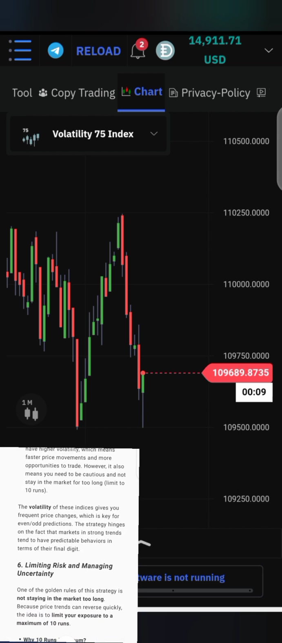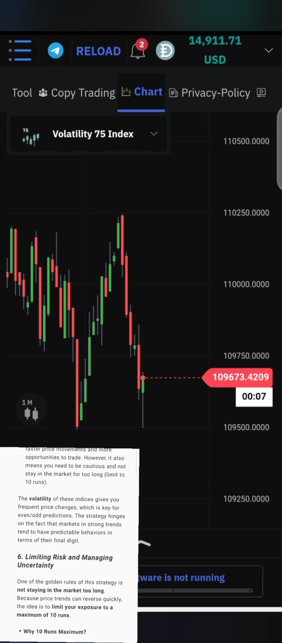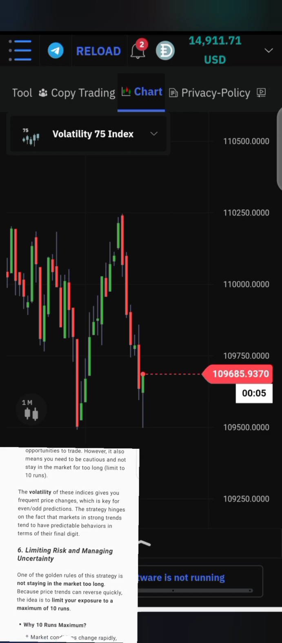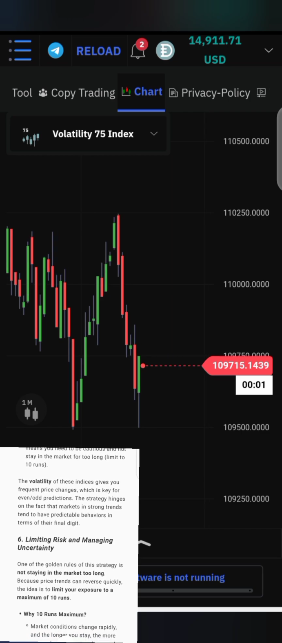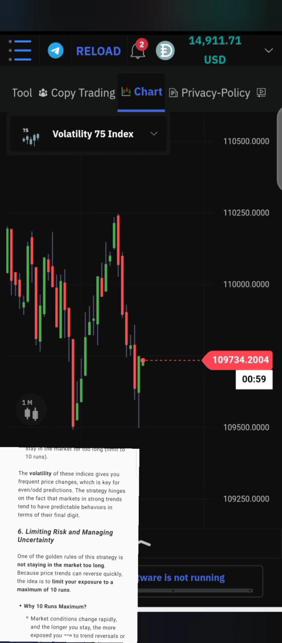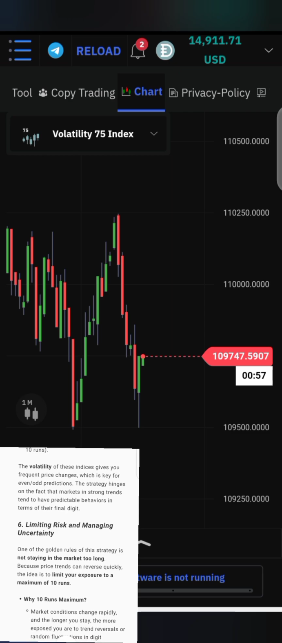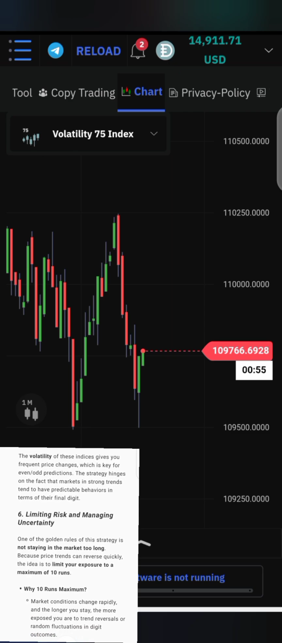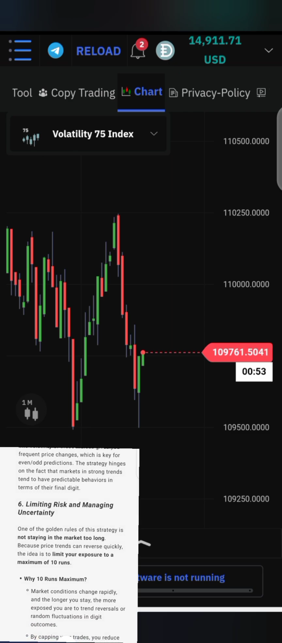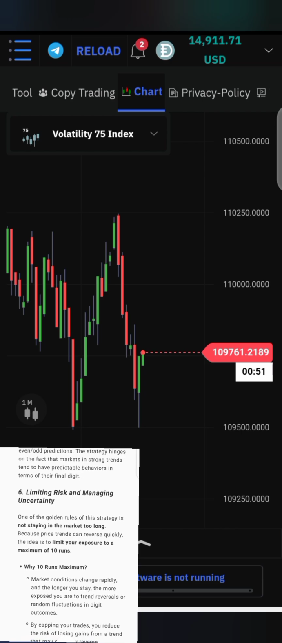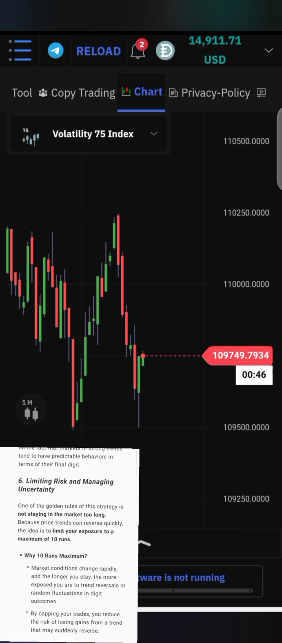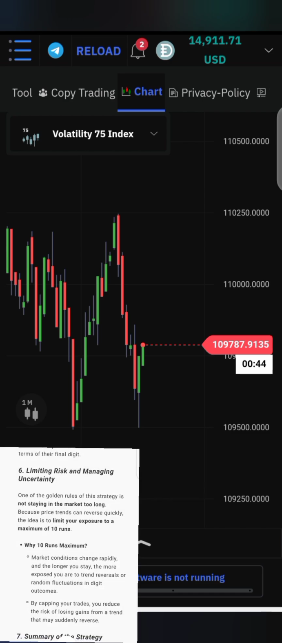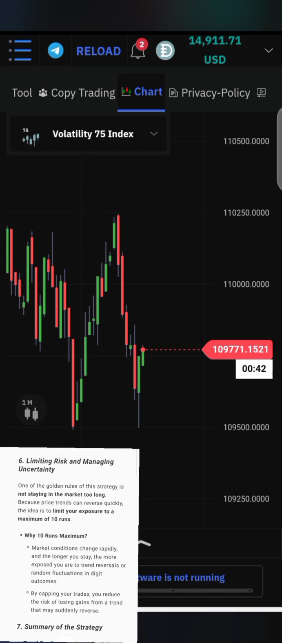Volatility 75 and 100: these indices have higher volatility, which means faster price movements and more opportunities to trade. However, it also means you need to be cautious and not stay in the market for too long, limit to 10 runs. The volatility of these indices gives you frequent price changes, which is key for even-odd predictions. The strategy hinges on the fact that markets in strong trends tend to have predictable behaviors in terms of their final digit.